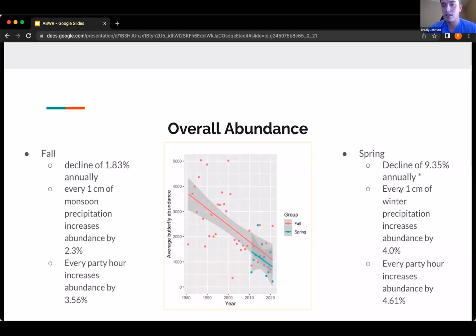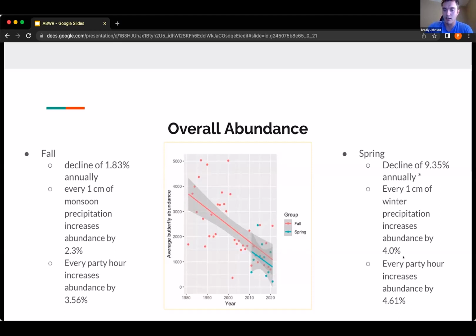And then in spring, there's a decrease of 9.35%. However, this number looks large and scary, but this is just once again due to the fact that there were only 17 samplings. So the time frame and the amount of samples wasn't necessarily large enough to give us a discrete value. And 1 centimeter of winter precipitation increases abundance by 4%.